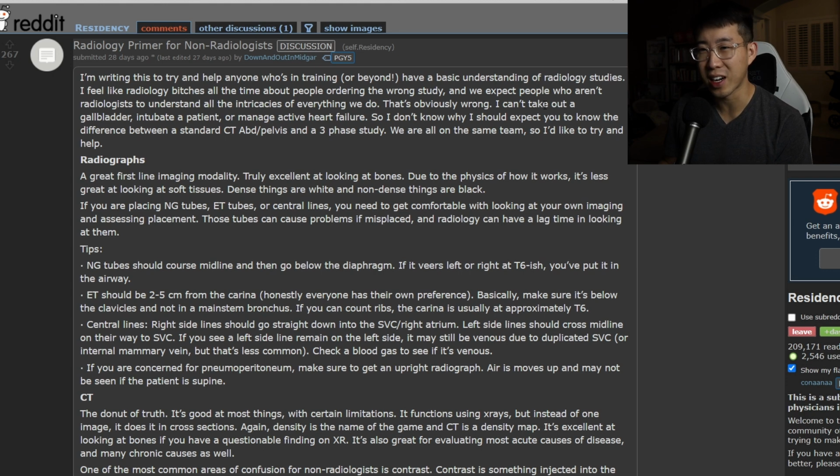That's obviously wrong. I can't take out a gallbladder, intubate a patient, or manage active heart failure. So I don't know why I should expect you to know the difference between a standard CT abdomen pelvis and a three-phase study. We're all on the same team, so I'd like to try and help.